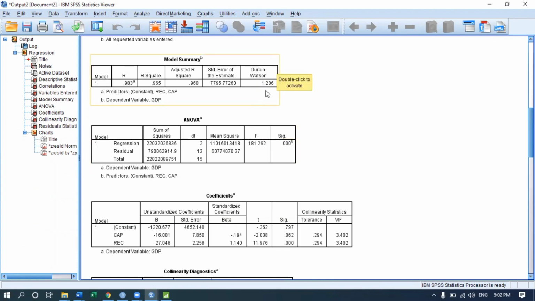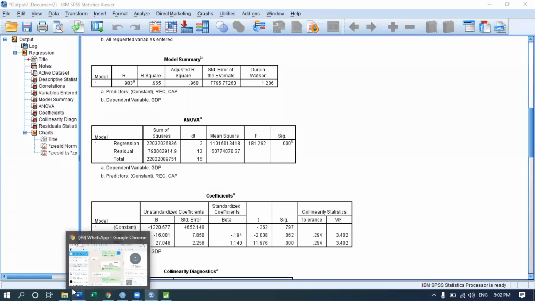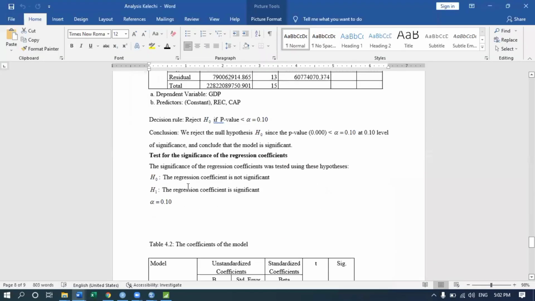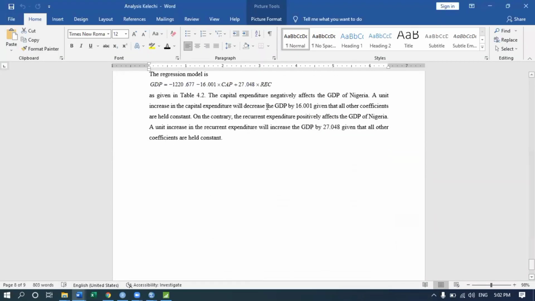Durbin-Watson, look at what you do. You go to your table. Let me check. Who is that? Mute yourself.